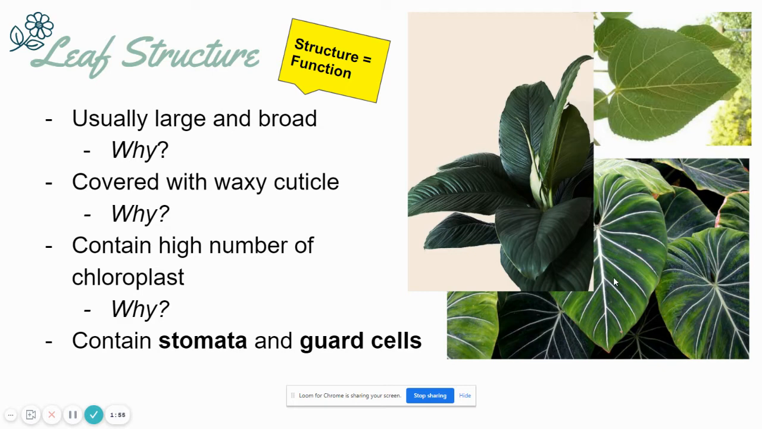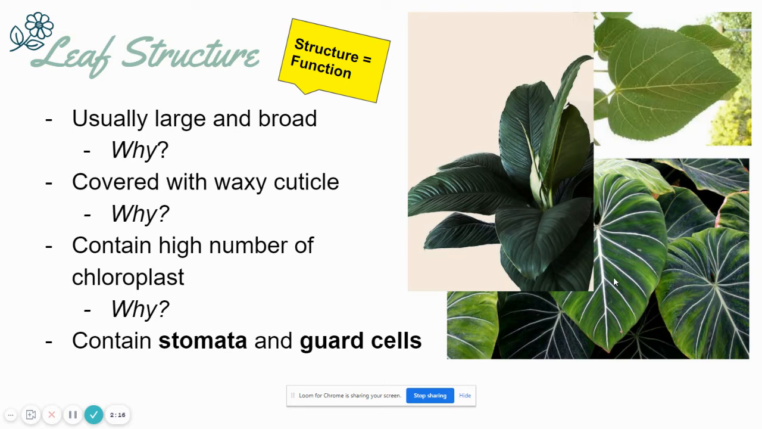The first one is, of course, the leaves, right? So when we think of a plant right away, the main characteristic is going to be the leaves. Of course, not all plants have leaves. Plants such as mosses and ferns do not have any true leaves, but most do. And of course, leaves come in different sizes and shapes.